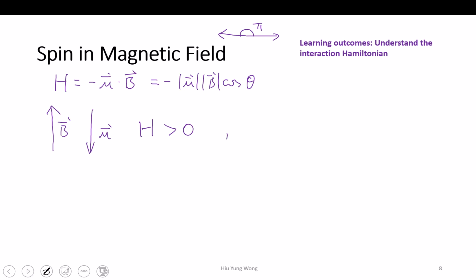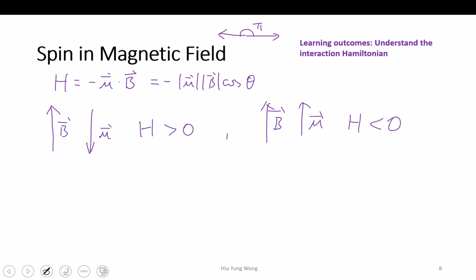On the other hand, if the magnetic field is pointing up and the magnetic moment also points up, then the Hamiltonian is going to be less than 0. And the Hamiltonian is the total energy of your system, right? So due to this magnetic field, you actually lower the energy of the system. You're supposed to be more stable. Okay? Now, let's look at two examples.